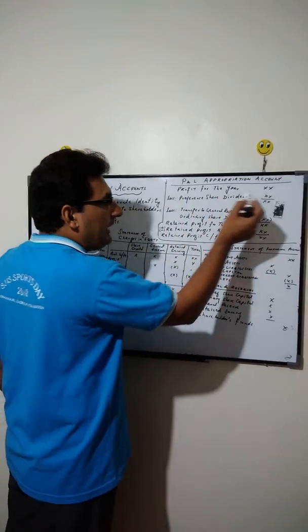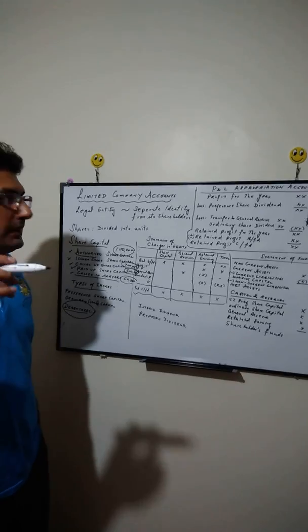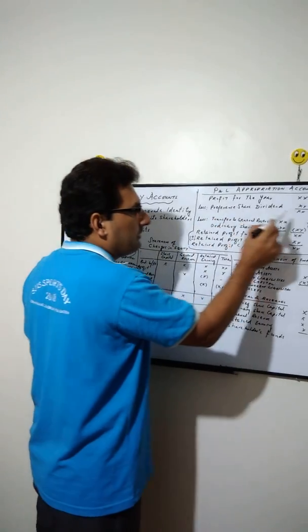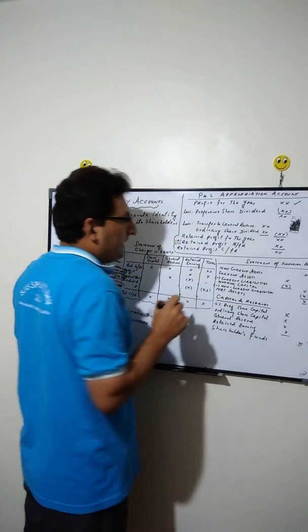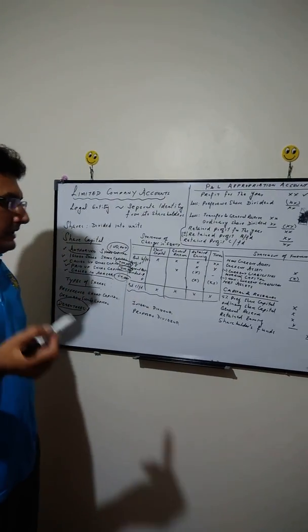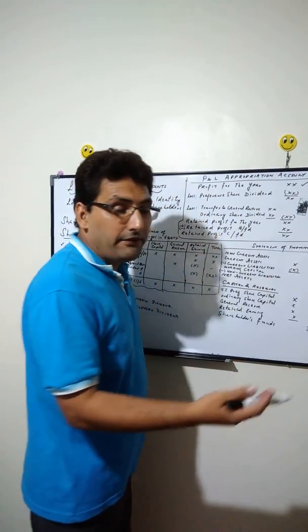So whenever we have the profit for the year, our priority is to pay the money first to the preference shareholders. So the preference shares dividend will be subtracted first. Then after that, whatever amount is left, we pay money to the general reserve, if we have any.